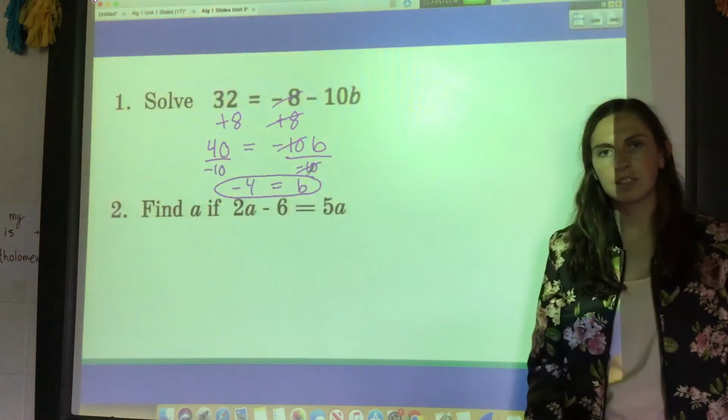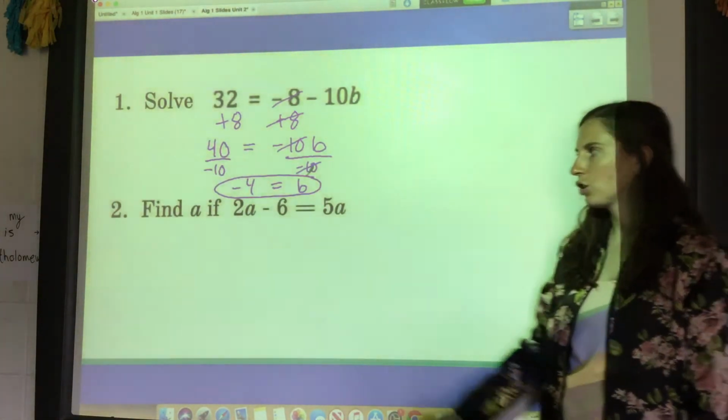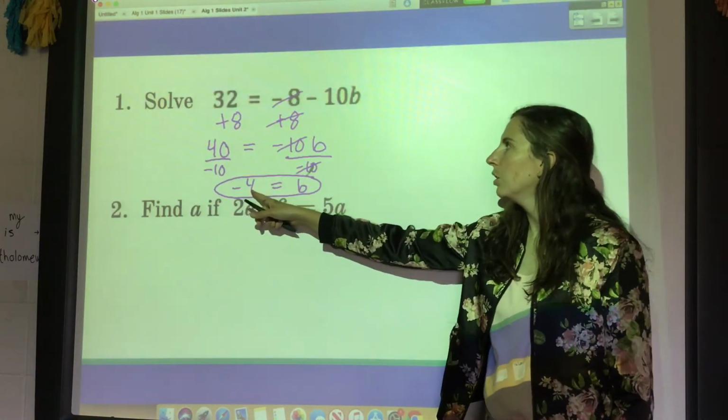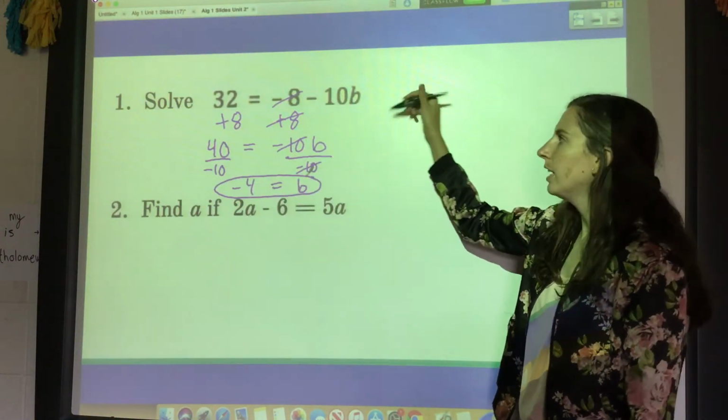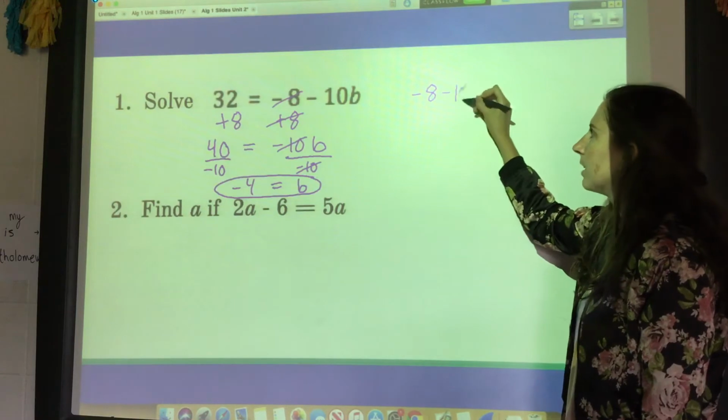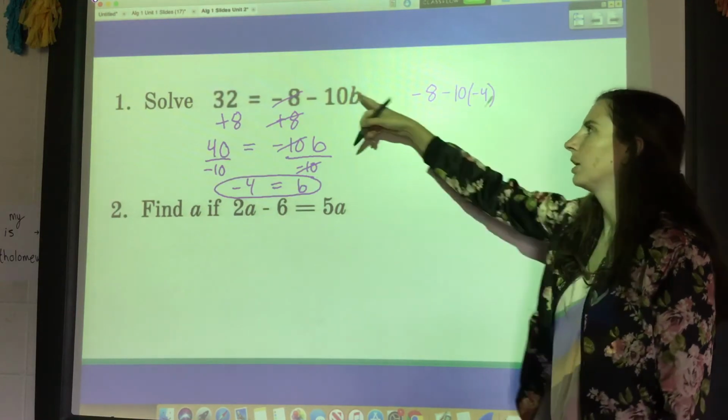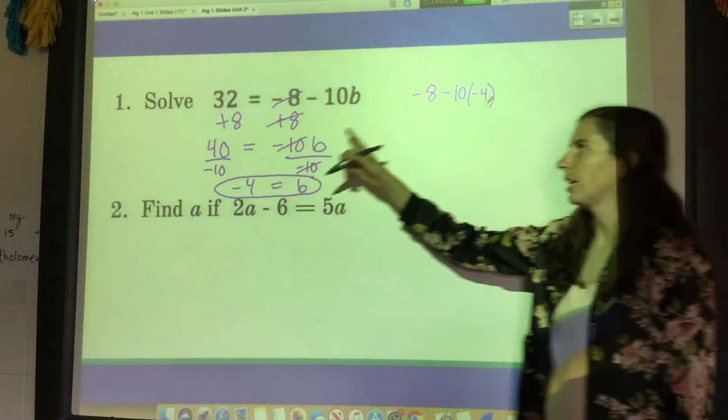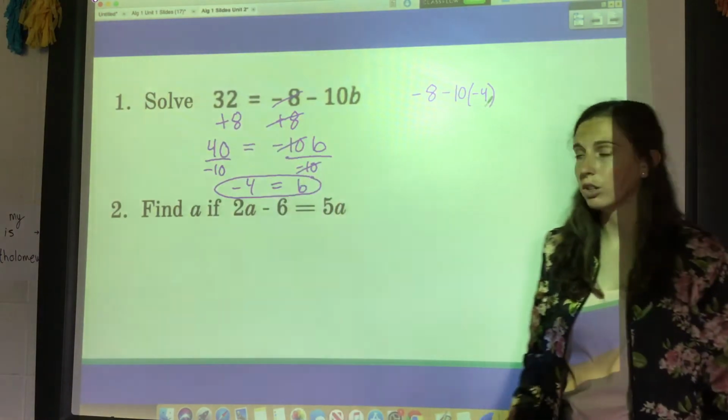Solving equations is pretty nice because you can always check your work. If I put negative 4 in here for b, so negative 8 minus 10 times negative 4, will that actually give me 32? And it should.